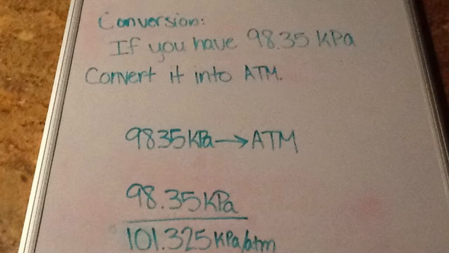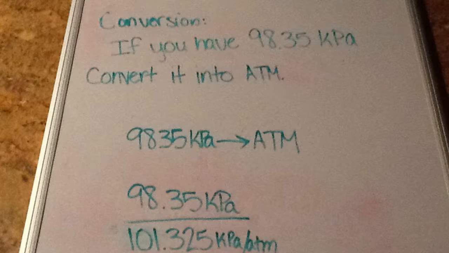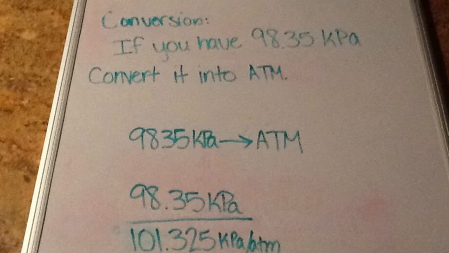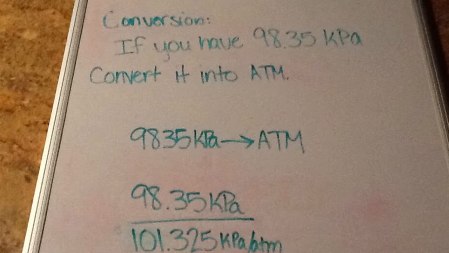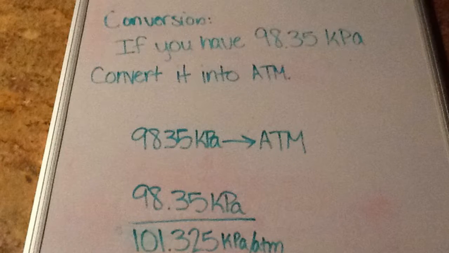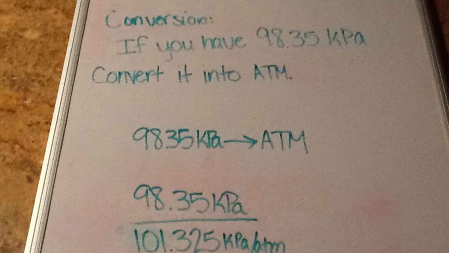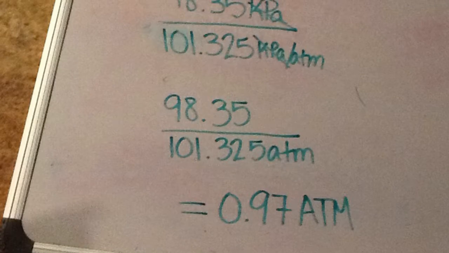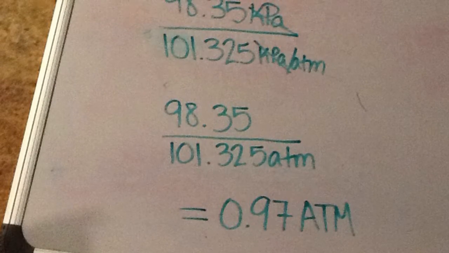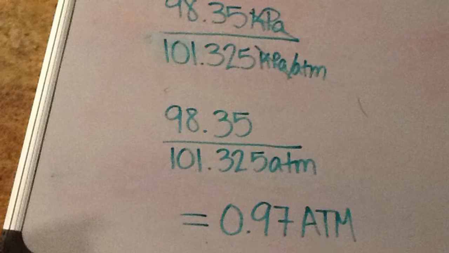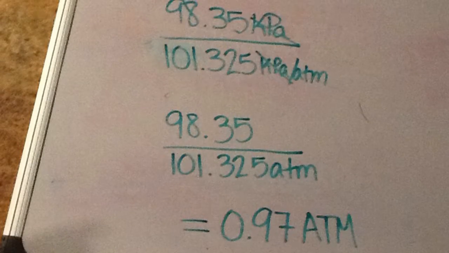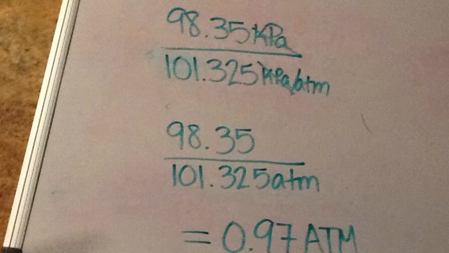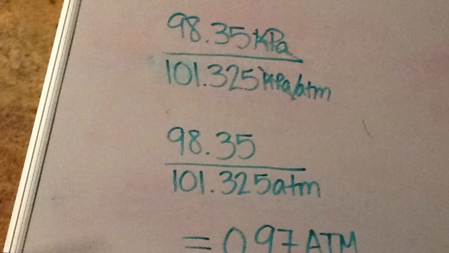If you have 98.35 kPa, or kilopascals, convert this into atm. To start off, you write down 98.35 kPa over 101.325 kPa over atm. Now that there is kPa on both the top and bottom of the equation, you can cross them out, leaving you with atm. So now your equation says 98.35 divided by 101.325 atm. Now you divide that in your calculator and get the answer of 0.97 atm.